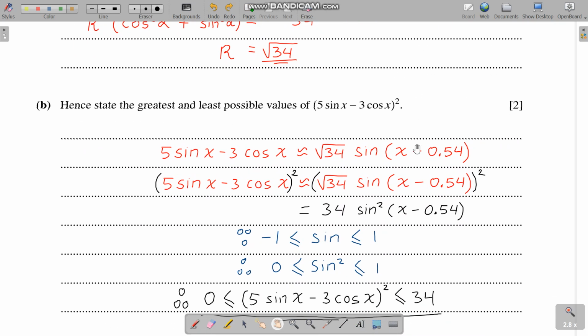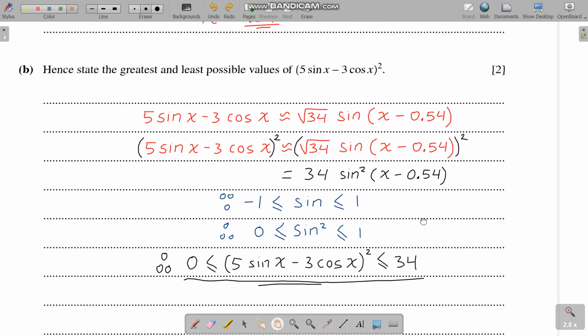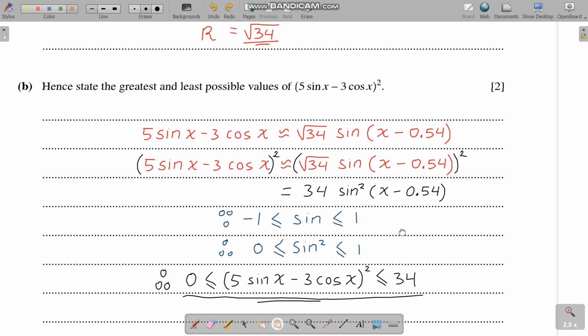Hence state the greatest and least possible values of 5 sine x minus 3 cos x, squared. Okay, so previously in the first part, we know that 5 sine x minus 3 cos x is approximately equal to this, which means if we square both sides, we have 34 sine squared.